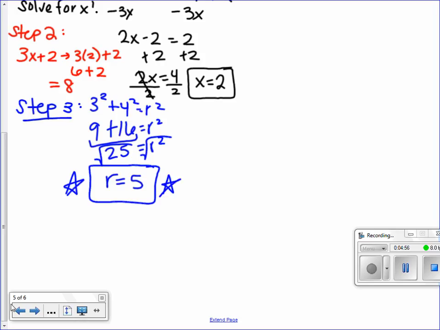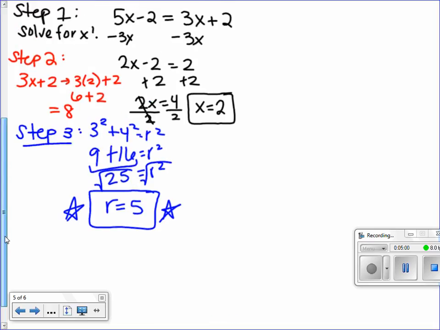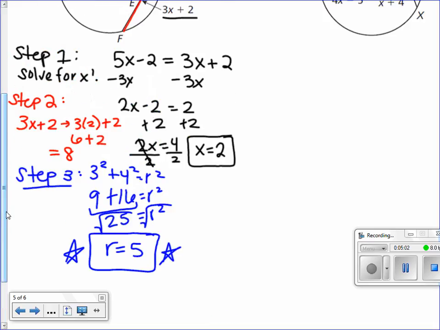All that work, and that is what they are looking for. Okay, you guys look at that for a second if you need to get that copied down, if you missed something. So step 1 is to always solve for x. Step 2 is to always plug in x and get a value for one of those segments. And step 3 is to use your Pythagorean theorem to solve for the radius.